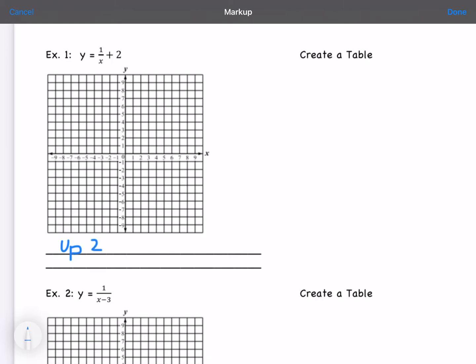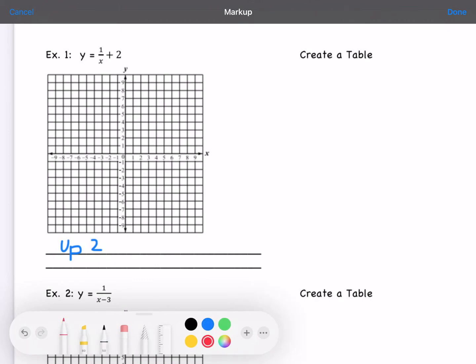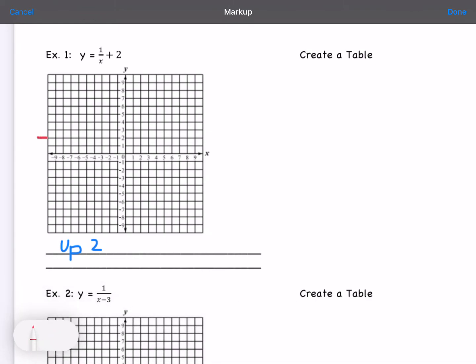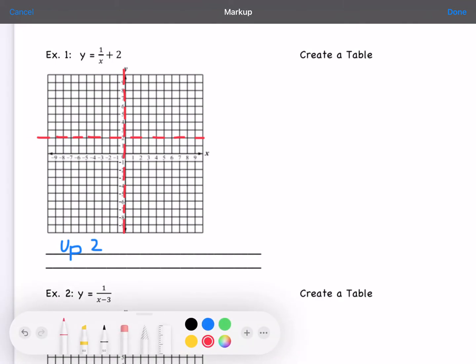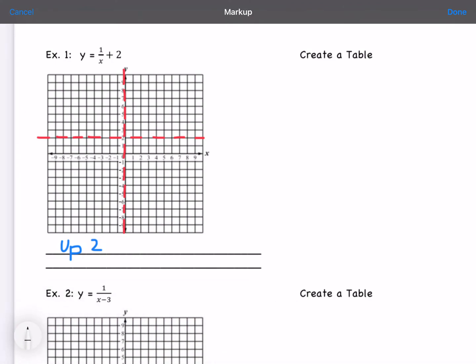So when it shifts up 2, normally our asymptotes are always at x equals 0 and y equals 0. When we shift up 2, that moves our asymptote up to y equals 2, and then we still have x equals 0 because it didn't shift left or right. So we can put our asymptotes in there. Now when we want to create a table, we have our x values, and then we have 1 over x plus 2 is our y value.